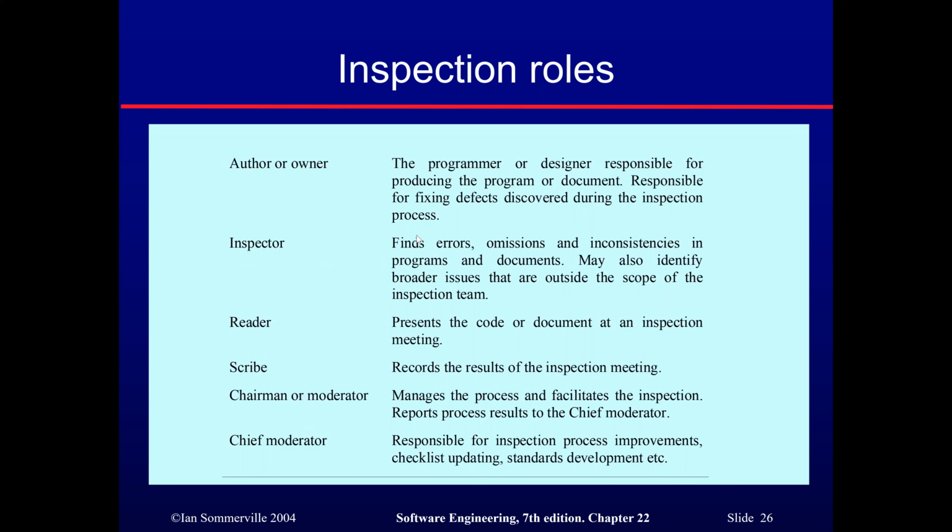Okay, here you see the inspection roles. Who is the author or owner? The programmer or designer responsible for producing the program or document is the author or owner. The author is responsible for fixing defects discovered during the inspection process.